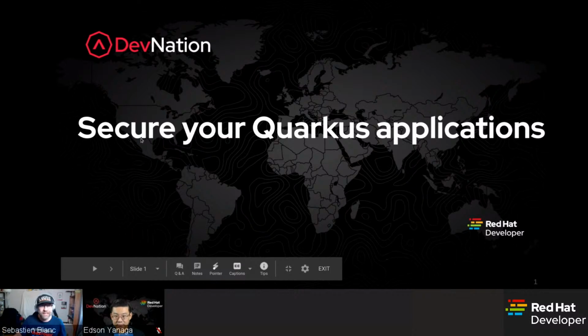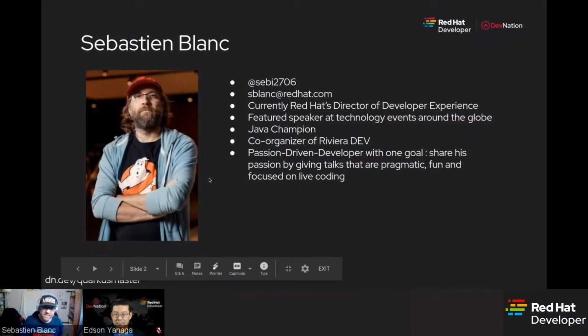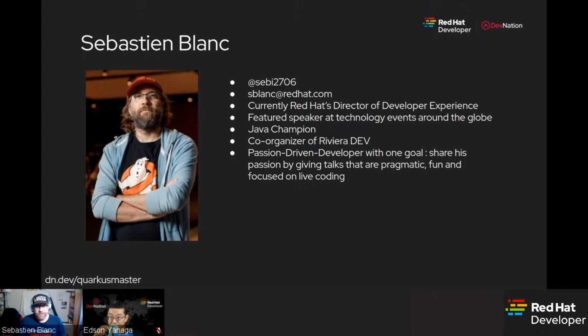A few words about myself. I'm Sebastien Blanc. As Edson says, I'm based in the southeast of France. I'm half Dutch, half French. That's why I have this weird accent. You can follow me on Twitter here, Sebi2706. That means it's my birthday tomorrow. I'm part of the developer experience team together with Edson, by the way. And I'm a Java champion. I co-organize a small conference, well, not this year because of this weird situation. Before joining this team, I was on the GCloud team. That's why I really love to talk about GCloud.